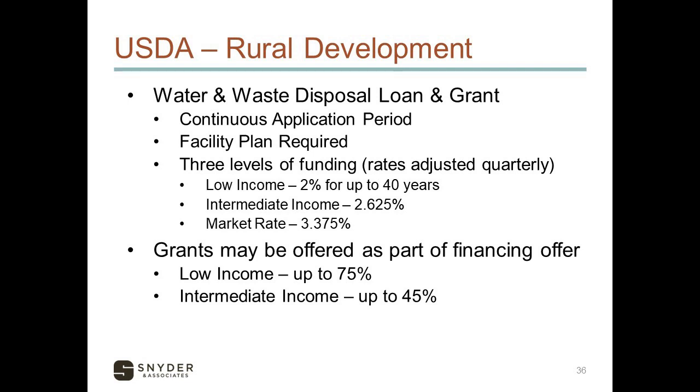Now, grants may be offered as part of this financing offer, and most commonly those grants go to the low-income communities with a maximum grant of 75%. We have seen some small communities with a population of around 100 nearly get the full 75% grant, while communities with maybe 300 to 700 people, it's more common for them to get a grant in the 50% range or less.